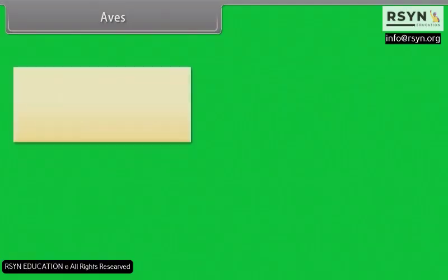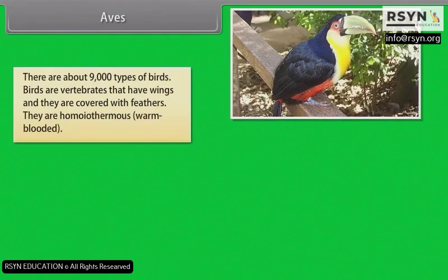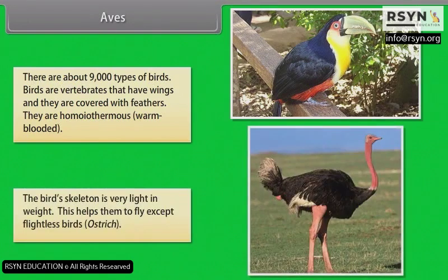Aves. There are about 9,000 types of birds. Birds are vertebrates that have wings and they are covered with feathers. They are homeothermous or warm-blooded. The bird's skeleton is very light in weight. This helps them to fly, except flightless birds, for example ostrich.